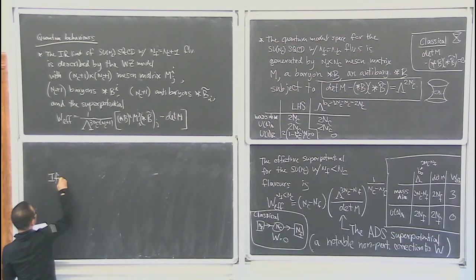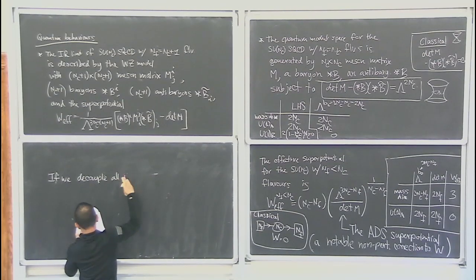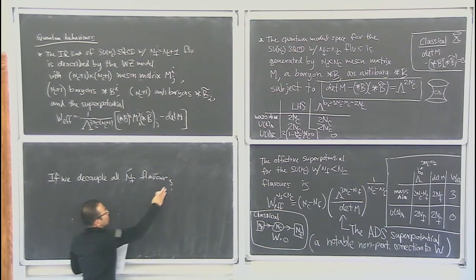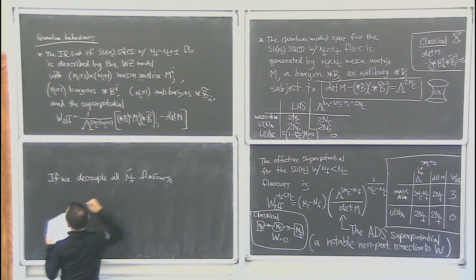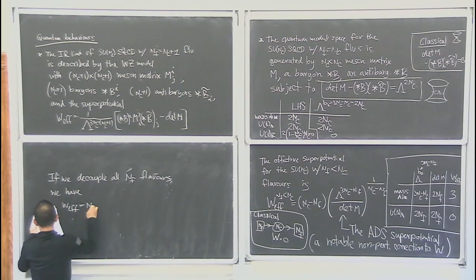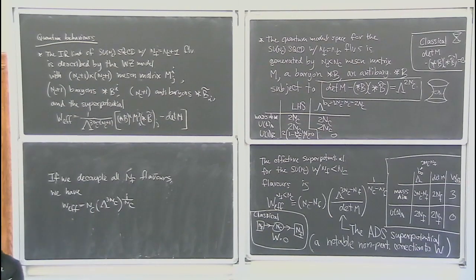So if we decouple all flavors, what would you imagine? You would obtain N=1 pure super Yang-Mills. So we have W effective equal to N_C Lambda to the 3N_C, to the power 1 over N_C. And now you see why the power 1 over N_C is significant. It gives you precisely N_C vacua, right? This is the gaugino condensation that you saw.